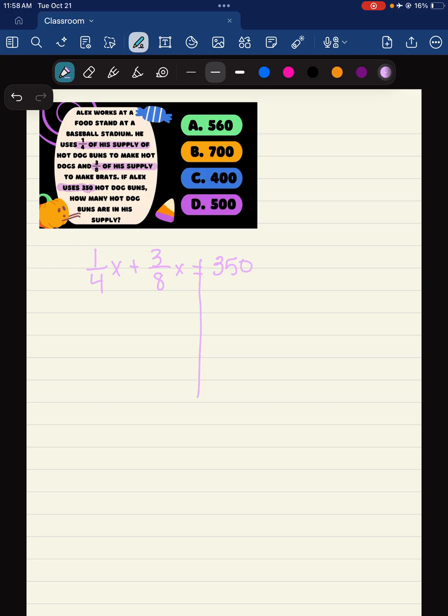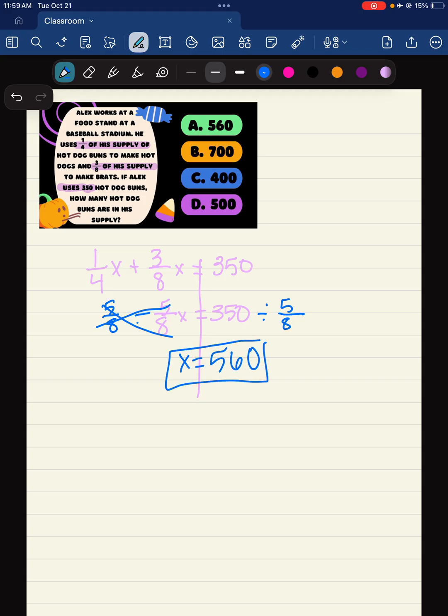So then we're going to type in our calculator 1/4 plus 3/8, and that would give us 5/8 X, which equals 350. Then our next step in solving, we're just going to solve for X. We're going to divide by 5/8 on both sides. That cancels, and we have X equals 560 hot dogs. That would be our answer there.